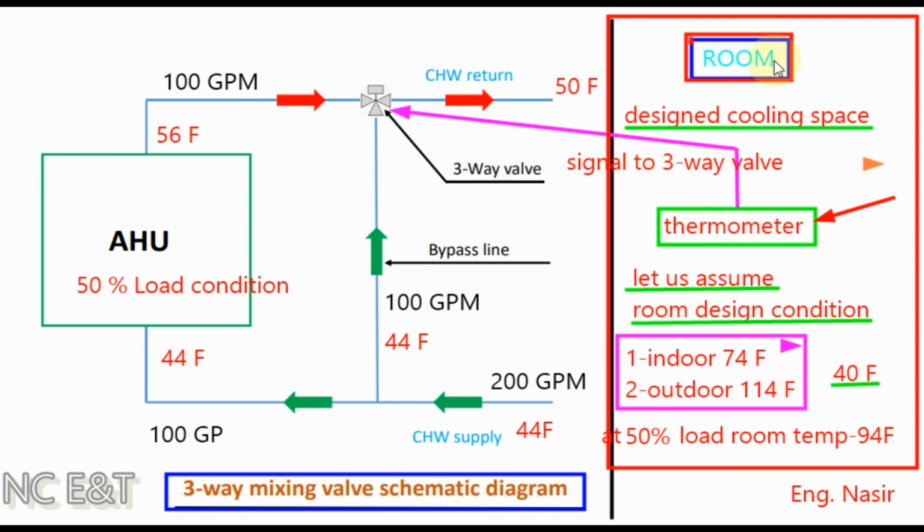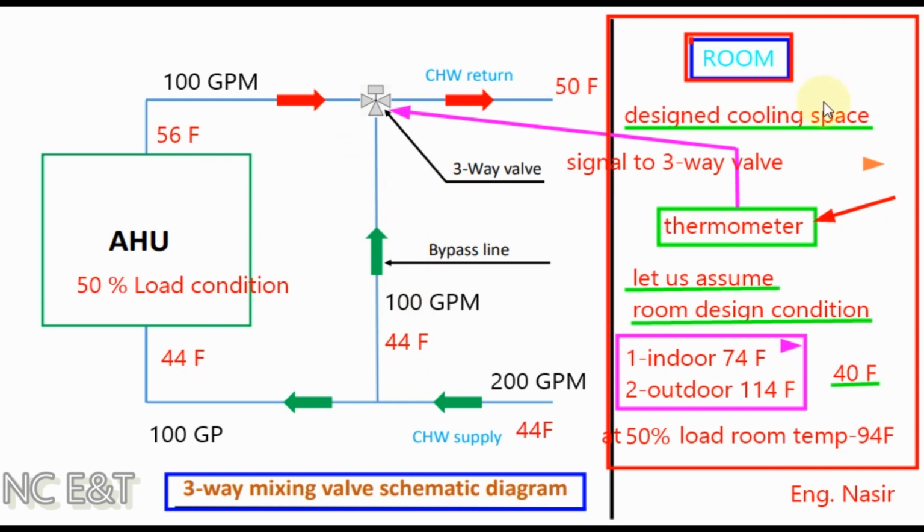the three-way valve, after getting the signal from the thermometer, will restrict some of the chilled water passing through the AHU. Now some of the chilled water that is coming from the chiller at 44 degrees Fahrenheit will pass through the AHU, and some part of it will bypass at the same temperature through the three-way valve. After the three-way valve, the chilled water will mix at two temperatures. The water coming from the AHU will be at 56 degrees Fahrenheit, and the chilled water that is bypassed will remain at 44 degrees Fahrenheit, and it will generate a chilled water return temperature different from the design.